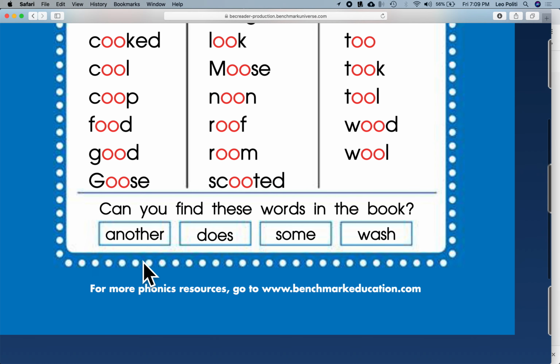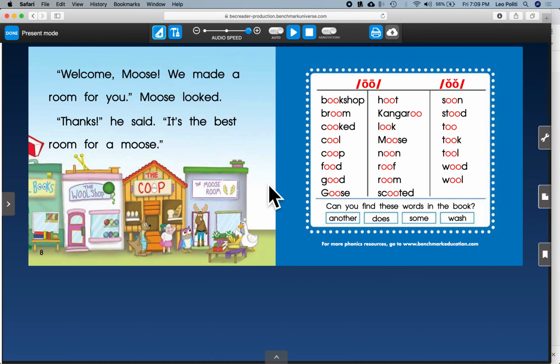Okay, and then our sight words. Ready? Another, does, some, wash. Okay, so good job.